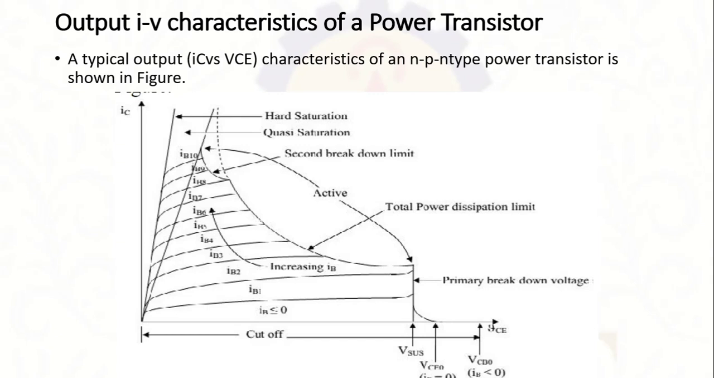And in the hard saturation region, the normal saturation occurs where both the junctions are forward biased, because all the stored charges in the n- region are removed. Okay, so that is about the hard saturation and quasi-saturation. Okay, now we will see some features of that.